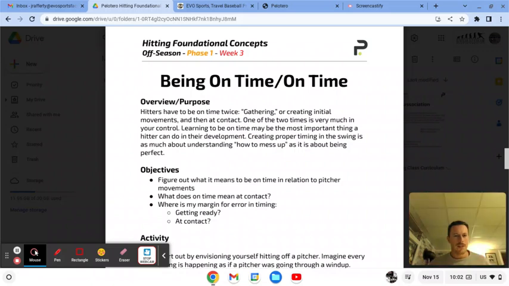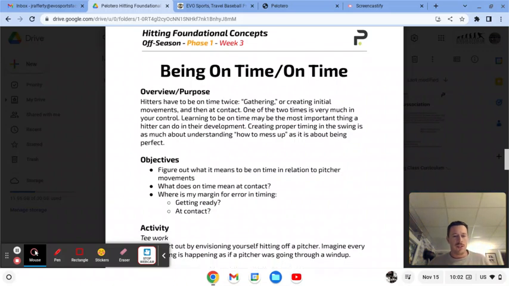And what I mean by that is, as I'm explaining on the overview and purpose here, what's written here is how hitters need to be on time twice, and where the terms gathering or creating initial movements and then at contact are explained. Being on time twice means you're on time with the arm that delivers the ball and also on time with the ball when it arrives at contact. One of those 2 times is very much in your control, and learning to be on time may be the most important thing that a hitter can do in their development. That's something that a lot of people agree with.